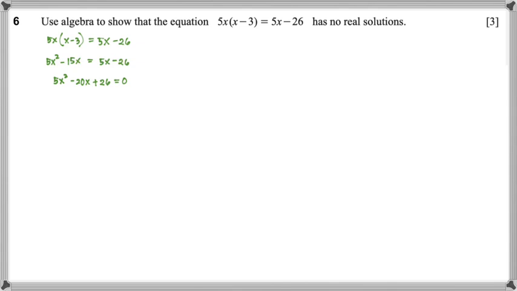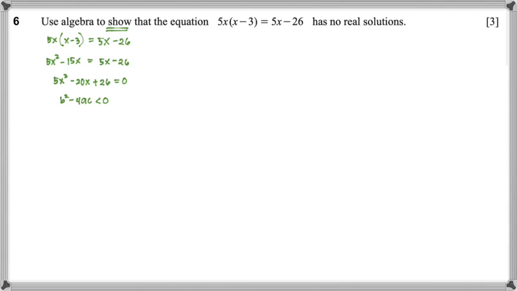So we get b squared minus 4ac, which should be less than 0. Okay, we'll just need to show. Oh, it's "show." So we need to show workings. So our a here is 5, b is negative 20, and our c is 26.